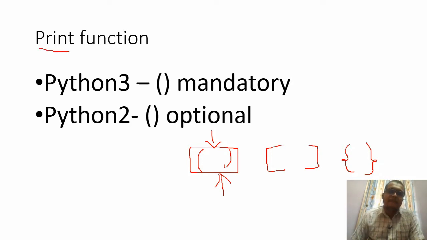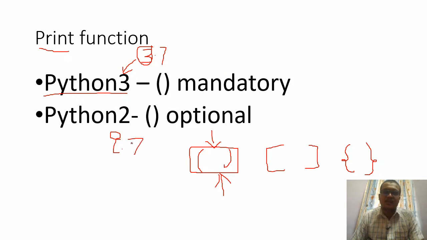So coming to the print function. It is a built-in function. In Python 3, so what does this Python 3 mean? The version that you have installed. Now we have installed 3.7, so it is called Python 3. If you are installing Python 2.7, 2.1 or something like this, then it is called Python 2. So in Python 3, the usage of brackets for the print function has been made mandatory. Whereas in Python 2, the usage of brackets for the print function was optional.